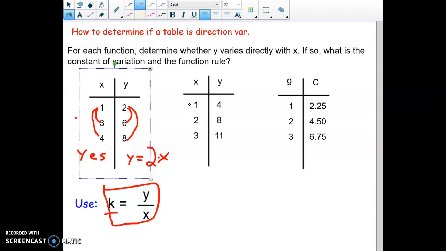All right, looking at this next table, this one's not a direct variation. It does double here from 1 to 2, and then it doubles on this side. So far we're good. But if you look at the next pair of points, I want to triple 3, and then if I triple 4, I don't get 11. So this one ends up being no, that's not a direct variation. Okay, and then looking over here at our very last example, it is going to be yes.